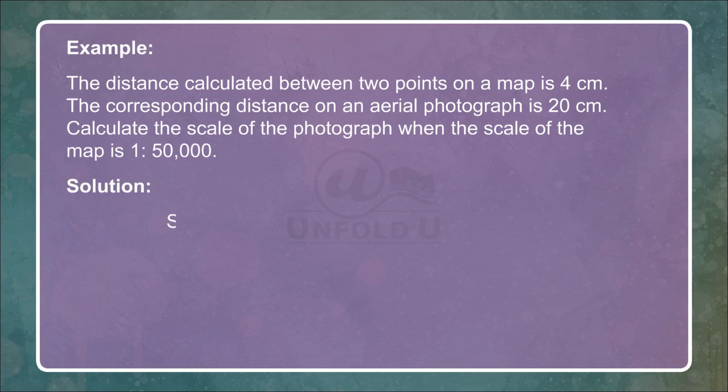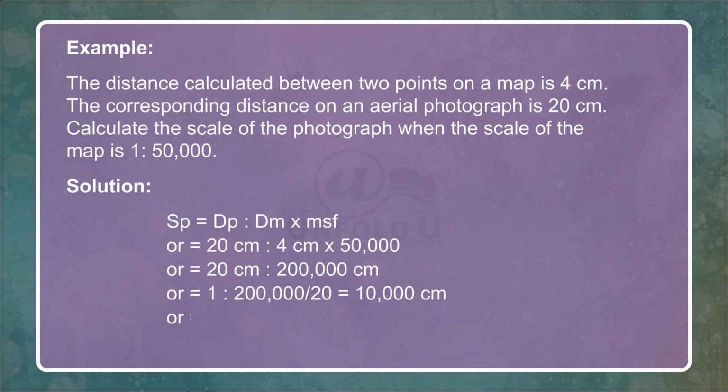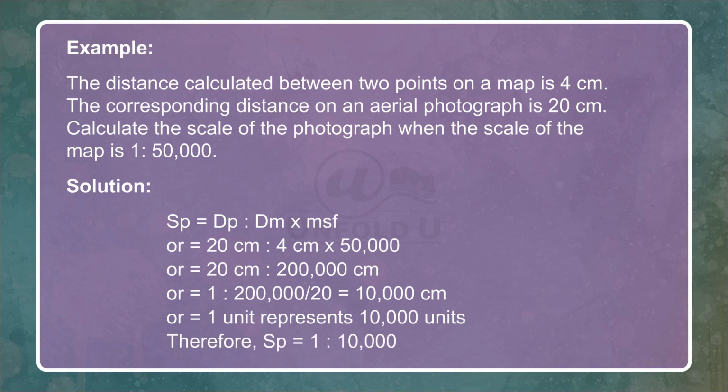Solution: SP is equal to dp is to dm into MSF, or 20 cm is to 4 cm into 50,000, or 20 cm is to 2 lakh centimeter, or 1 is to 2 lakh divided by 20, which is 10,000 centimeter, or 1 unit represents 10,000 units. Therefore, SP is equal to 1 is to 10,000.